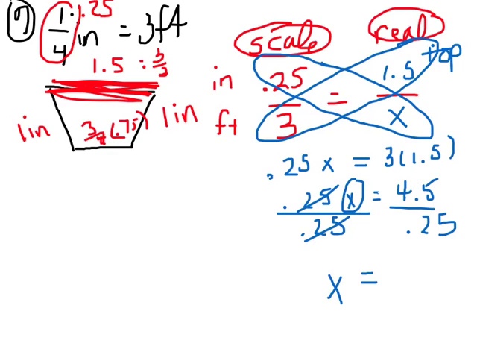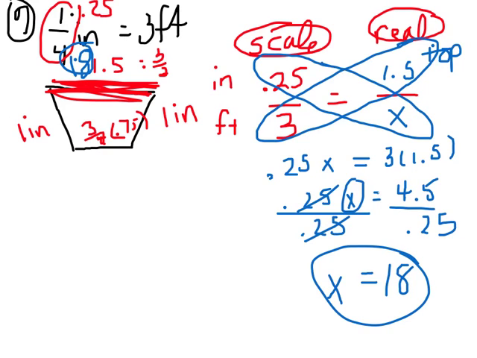Is it 0.18 or just, I'm thinking it should be 18. Let's see. 4.5 divided by 0.25. It's 18. I probably just accidentally hit a decimal button or something. You get 18. So the top is actually 18. So I'll write that in blue here.